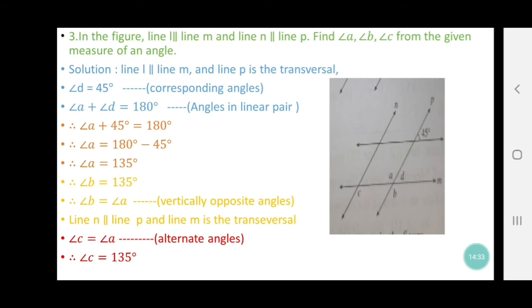Why is it equal? B is equal to C, or you can go with A equal to C. B equal to C when you are taking it as corresponding angles. A equal to C when you are taking it as alternate angles. So we move on with the alternate angle. Angle A is equal to angle C. So angle C is equal to 135 degrees.